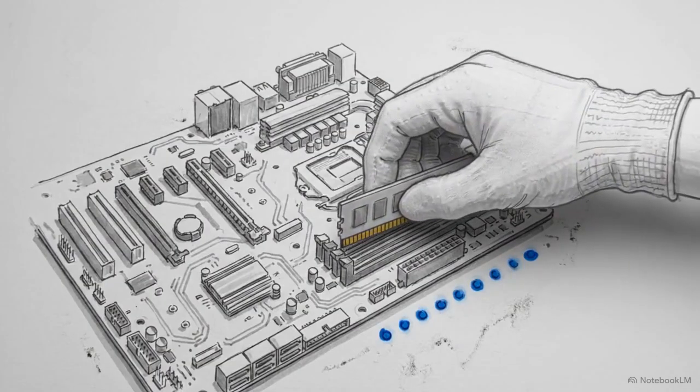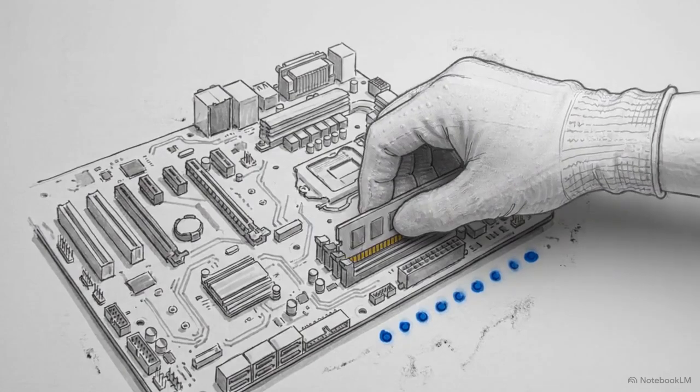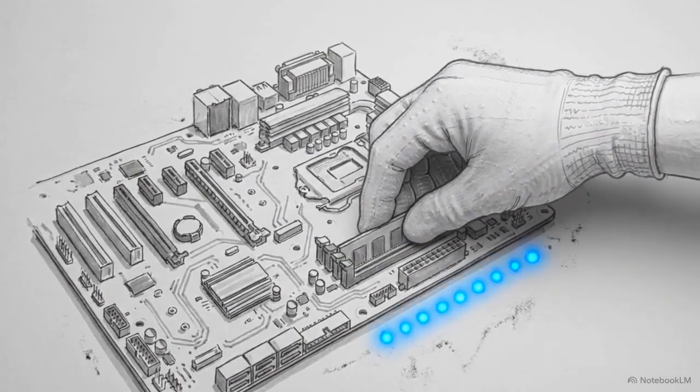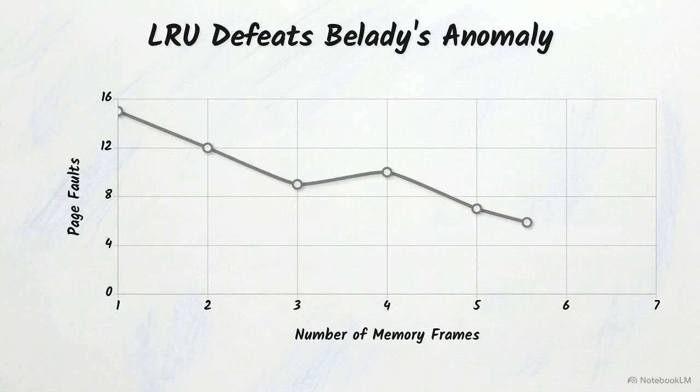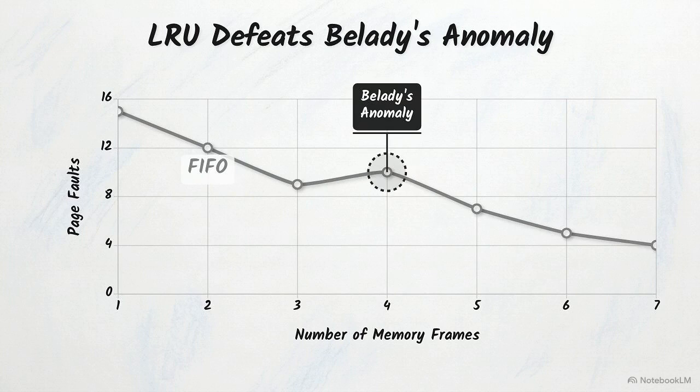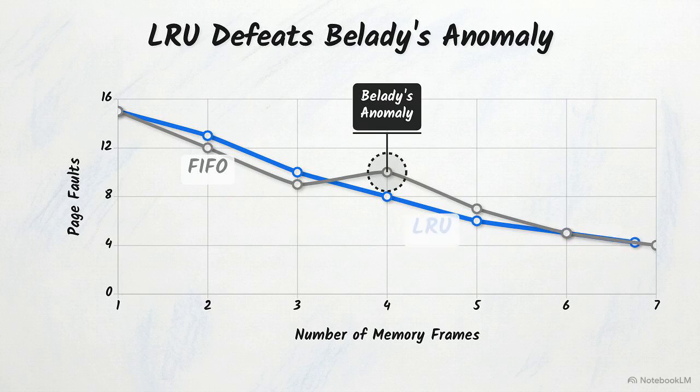If a system is upgraded with more physical memory frames, the expectation is that page faults should naturally decrease. However, arrival-based algorithms like FIFO can experience Belady's anomaly, where adding more memory frames can actually increase the number of page faults. LRU avoids this because it belongs to a class of mathematical models known as stack algorithms. LRU is strictly immune to Belady's anomaly. In an LRU system, adding memory frames will only ever maintain or improve the fault rate.